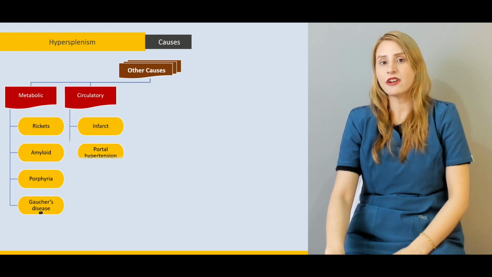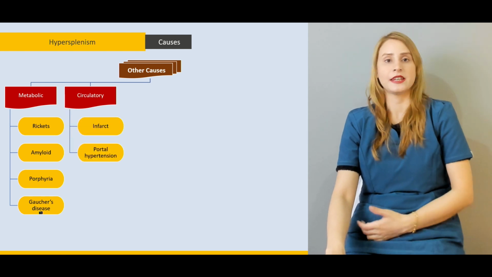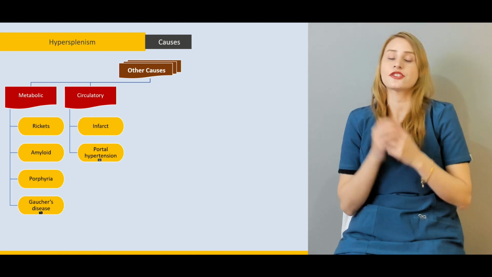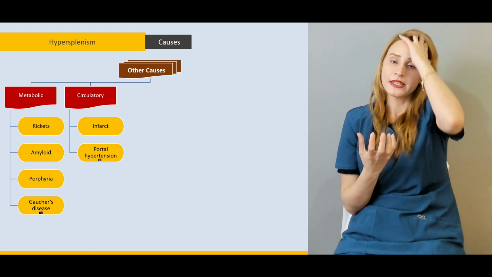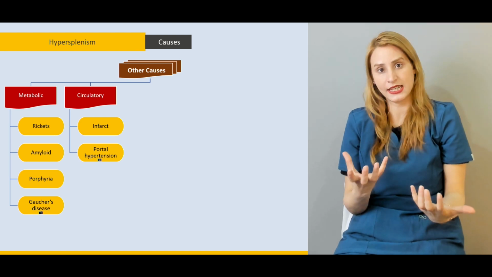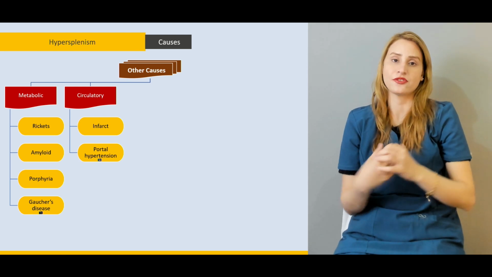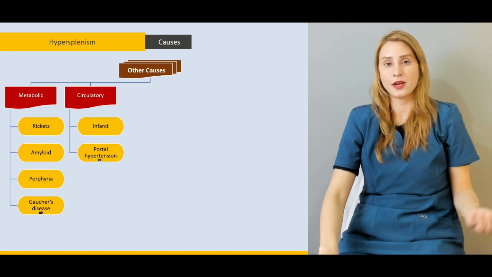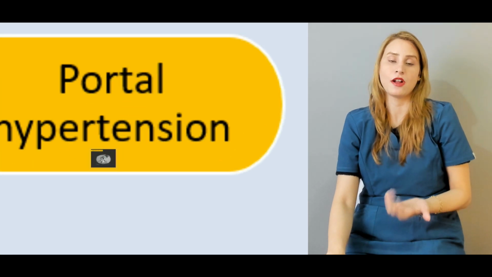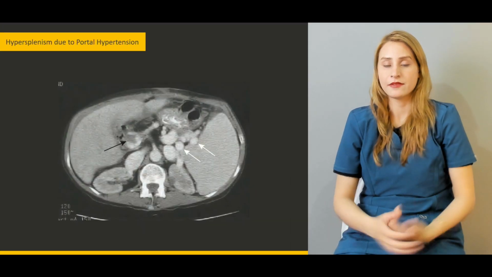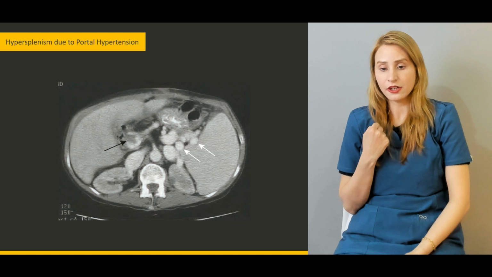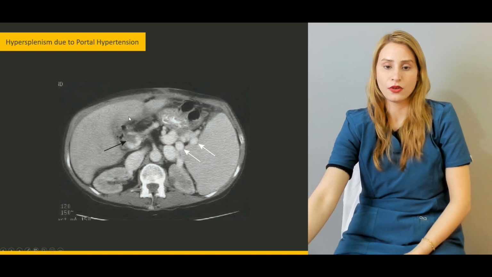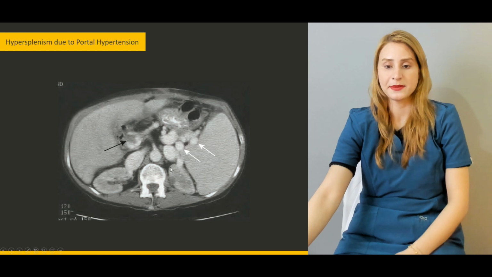Now the circulatory causes can be infarct, and there can be portal hypertension, because portal hypertension is actually obstructing the circulation, or obstructing the drainage coming all the way to the spleen, and because of the obstruction of the portal vein, there would be involvement of the spleen.